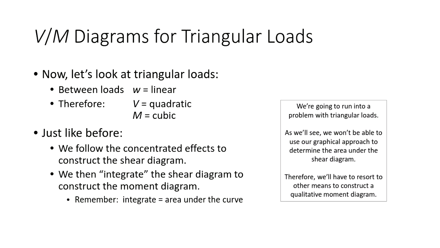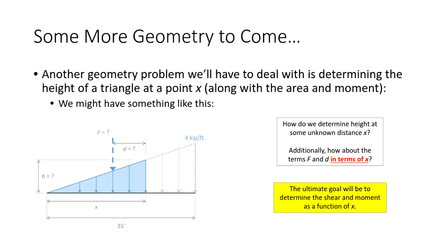Now, we're also going to have a geometry problem pop up this time. So this is going to be a little bit of a different problem than what we dealt with last time, but it's just as important to cover this first. Remember, last time we had a linear shear diagram, so we had two triangles, and we had to come up with a simple way of determining these areas. This problem's a little different.